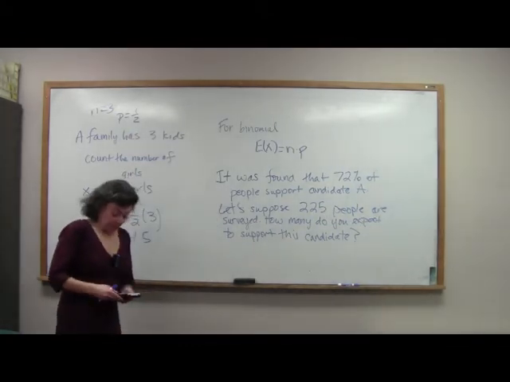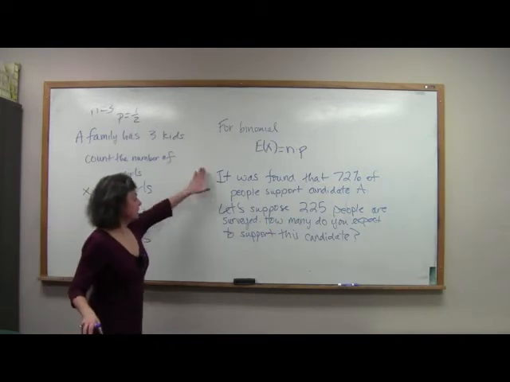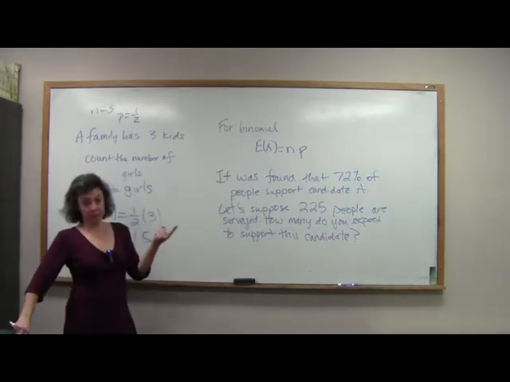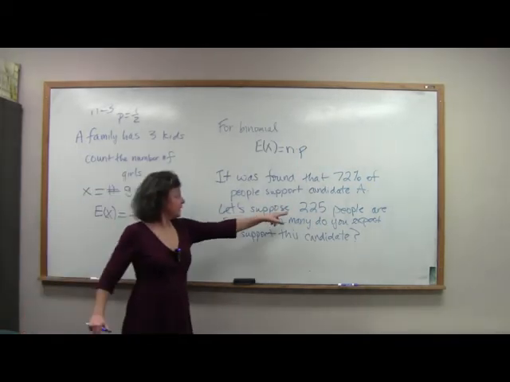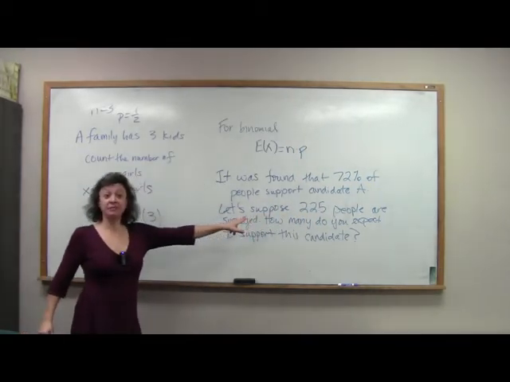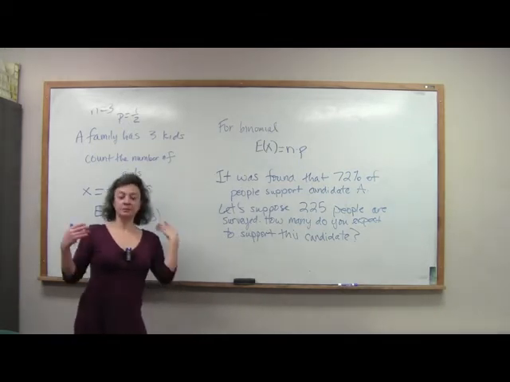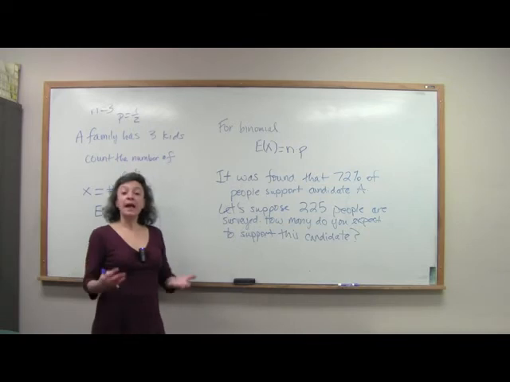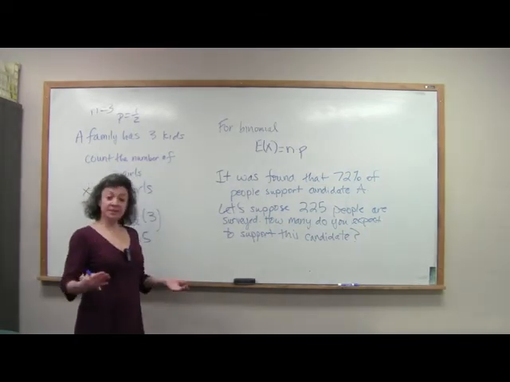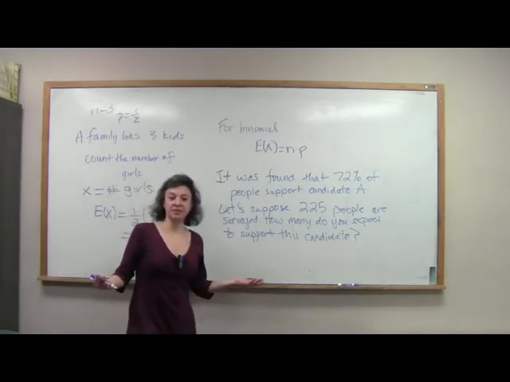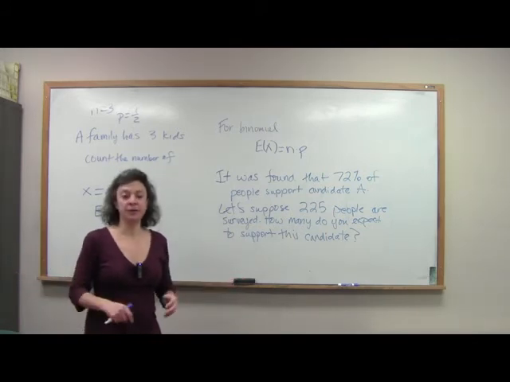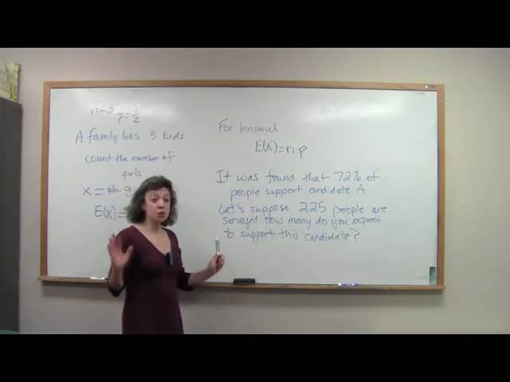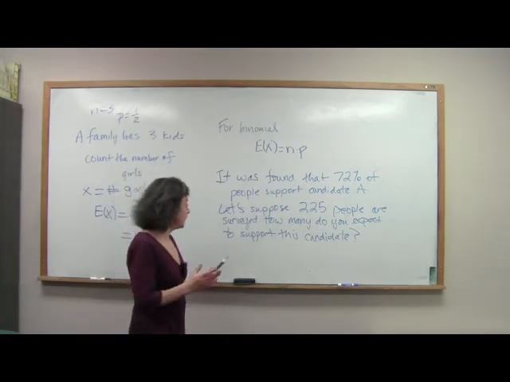Now, let's talk about this. First off, this is a classic binomial situation. Again, an experiment is repeated multiple times: we're asking 225 people. Two possible outcomes: either they support the candidate or they do not. And last but not least, presumably whether one person supports the candidate is independent of whether the next person does. So it's totally a binomial scenario.